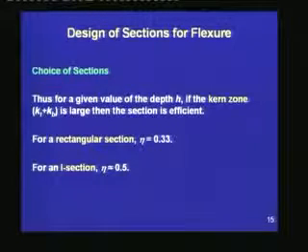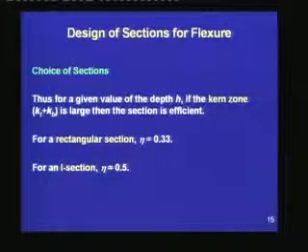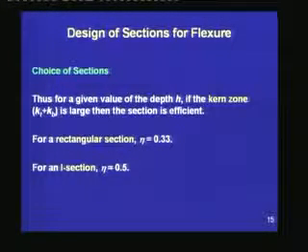To summarize, for a given value of the depth h, if the kern zone, which is Kt plus Kb, is large, then the section is flexurally efficient. For a rectangular section, eta is equal to 0.33. For an I section, eta can vary around 0.5. Thus, we see that the flexural efficiency of an I section is greater than that of a rectangular section.